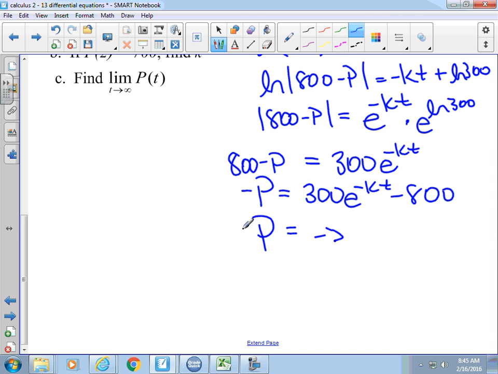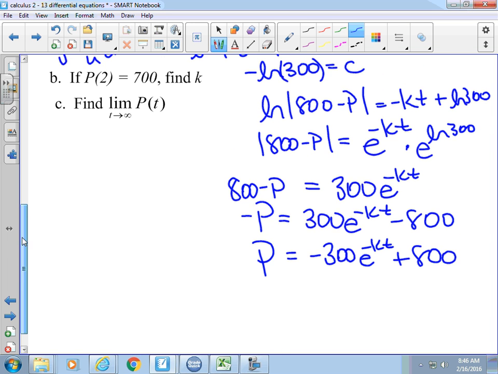Why did you drop the absolute value in the 300? How else am I going to get p by itself? Oh, you mean up here on the natural log 300? Is 300 positive or negative? So absolute value, non-absolute value, it's the same thing. So I just didn't need it. Good question. Plus 800. Okay, so that one was quite a bit of work.